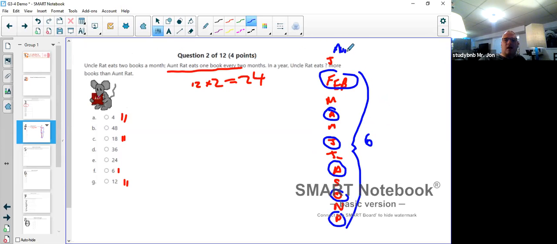Aunt eats 6 books, and Uncle does 24. This is for Uncle over here. In a year, Uncle Rat eats more books. How many more books? That's the question mark. How many more books is it? 18. Right, if you know your math, 18. 24 take away 6 equals 18. Right, so the answer here.